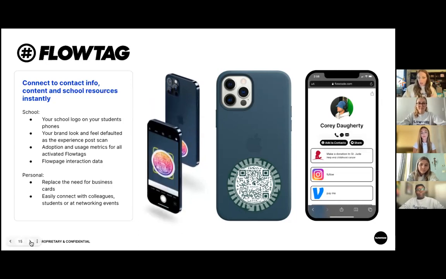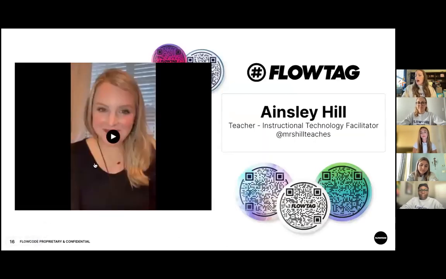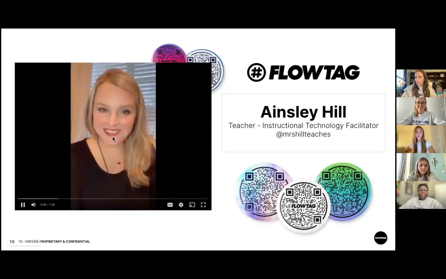We actually, like Georgette had mentioned before, have a great advocate in Ainsley Hill, a teacher. We found her because she was putting her Flowcode on the screen of her phone, so that when she went to networking events, people could scan it and it would go to her digital business card. We got in touch with her and told her about Flow Tag. I'm going to play a short video of her experience with it and how she found it a great solution.